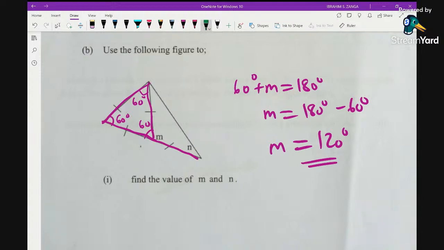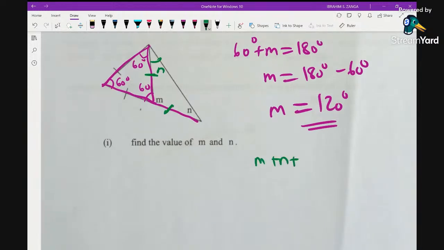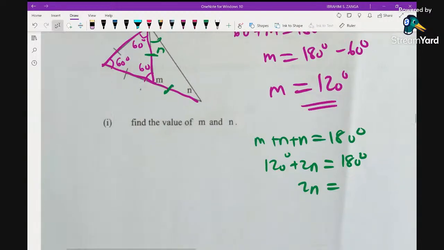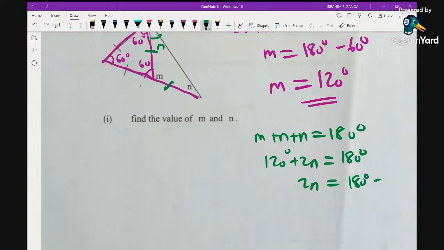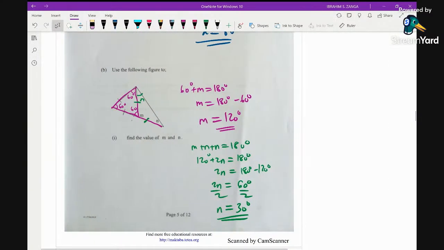And when we check the next triangle now, it is isosceles triangle. So it means here is n also. So taking m plus n, we are going to get 180 degree. 120 plus 2n equals to 180 degree. 2n will be 180 minus 120 degree. 2n will be 60 degrees, divided by 2 by 2. So the value of n is 30 degree. So that is the value of n.